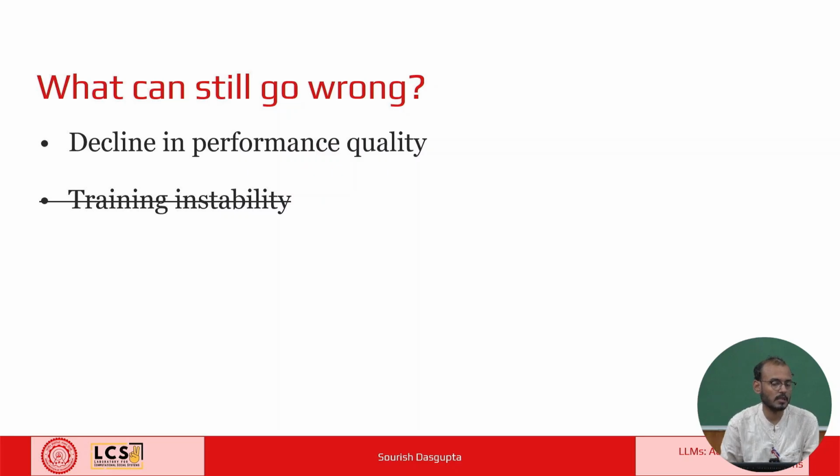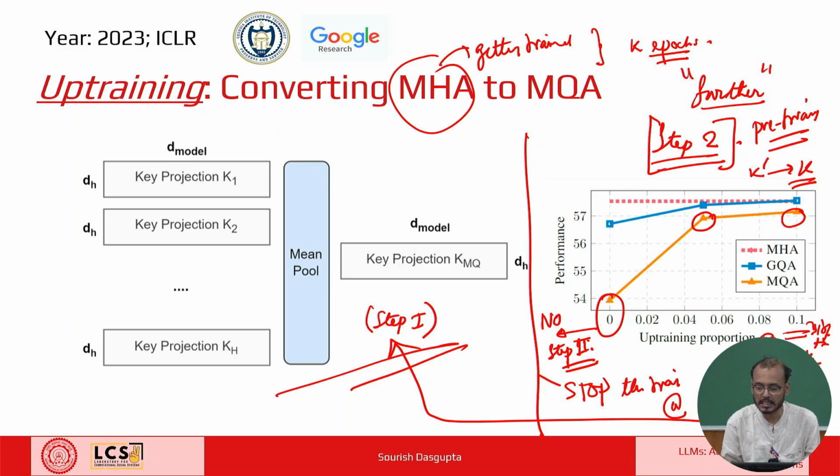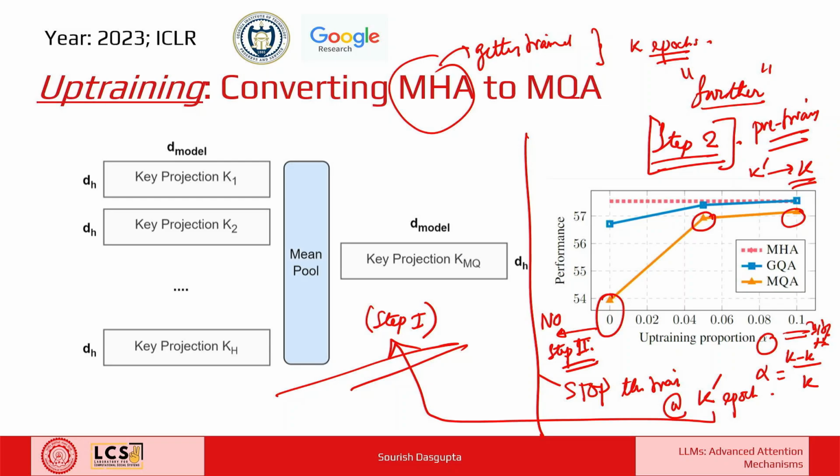It was termed uptraining. So you got the training stability, but what's still missing is you still get a decline in the performance quality. Why? Because whatever performance increase that you got over here is relative. You will never get the kind of performance that you were getting in an MHA, right? Because already you have made a big assumption that's quite wrong, that your V's do not change, and your K's do not change from one head to the other head. So that's not true, right?